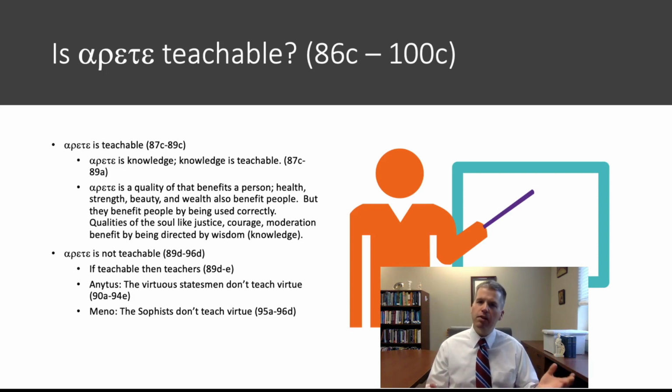Then he proceeds, having just argued that arete is teachable because it's knowledge, to argue that arete is not teachable. And here the conversation is, again, interesting. I encourage you to read this. So he says, look, if it's teachable, there should be teachers of arete. And Anytus, who we saw in the Apology as one of the accusers of Socrates, says, well, look, virtuous statesmen don't teach virtue. So they look at several examples of virtuous statesmen, people who were excellent, outstanding statesmen, and they were unable to teach virtue to their sons.